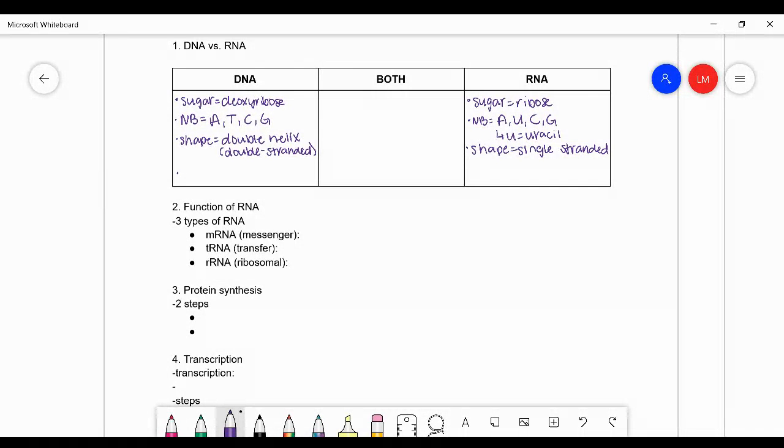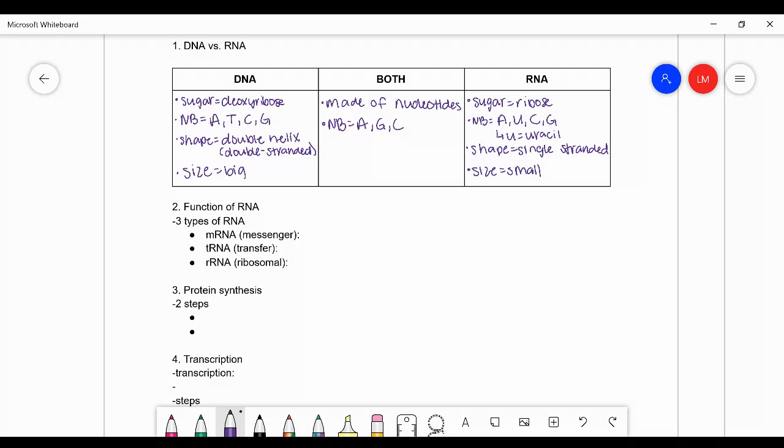The last thing is let's compare the size. When compared to RNA, the size of DNA is big, and the size of RNA compared to DNA is small. Of course, we know they're both small, but RNA is substantially smaller than DNA. So some things that they have in common is that they are both made of nucleotides. And they both have the nitrogen bases A, G, and C.